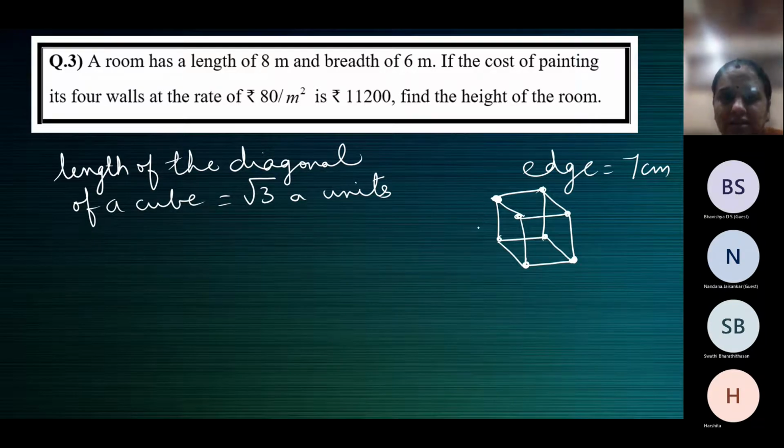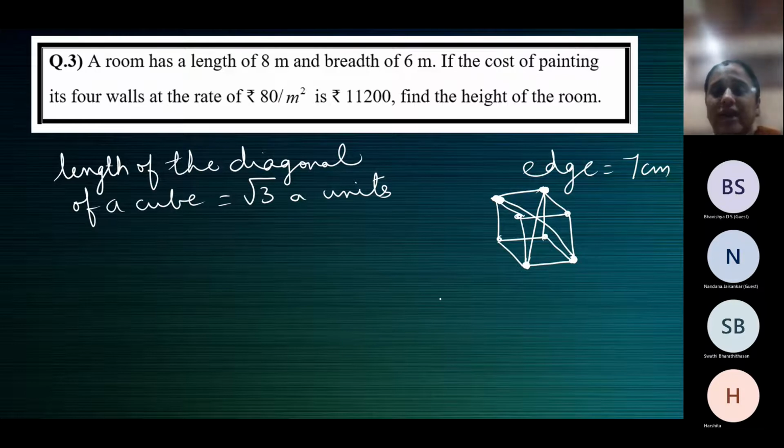Now connect any one top corner, supposing I take this one, to its diagonally opposite bottom corner. This is a diagonal. Similarly, if you connect from here, this is the top corner, and diagonally opposite you have this one, the corner below. Next year we'll see why this formula, why √3a. It's simple, just by using Pythagoras theorem. So the length of the diagonal of a cube is given by the formula √3a units.